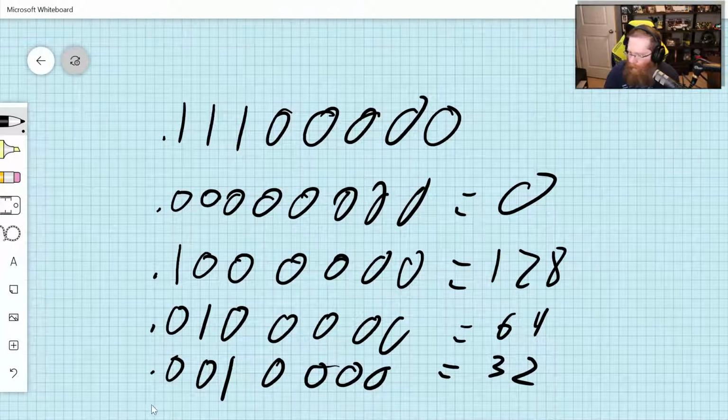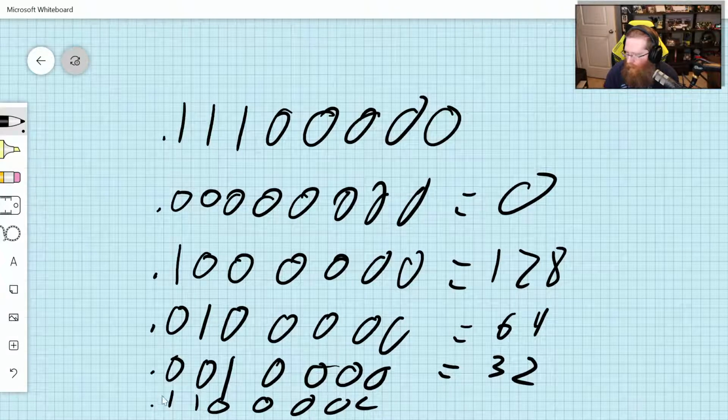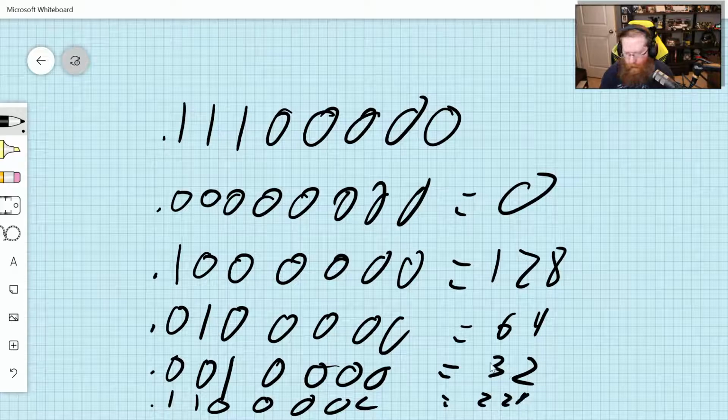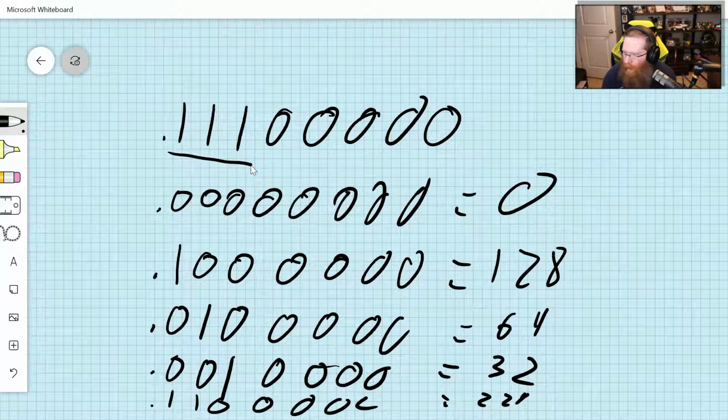Okay. Oh, regardless. If I were to go like that, so that's 128 plus 64, 224. So you're seeing how, depending on the combinations of this that we use, that's how we can get the exact network IDs.